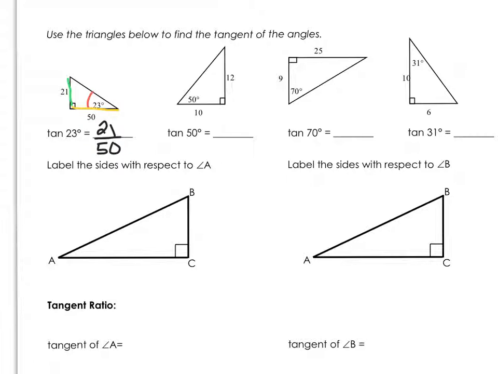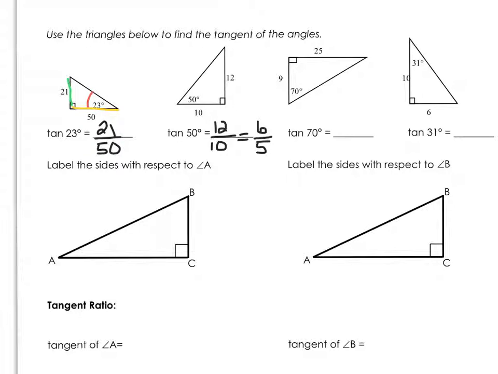Okay, hopefully with tangent of 50, you wrote down the opposite leg, which is the 12, over the adjacent leg, which is 10. Now we always do like to reduce this, so both 12 and 10 are divisible by 2, so I'm going to reduce this to 6/5.